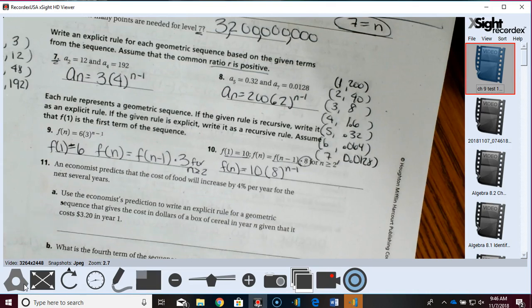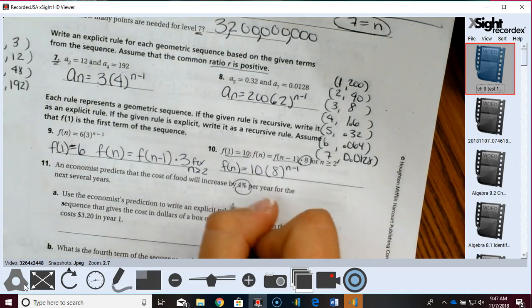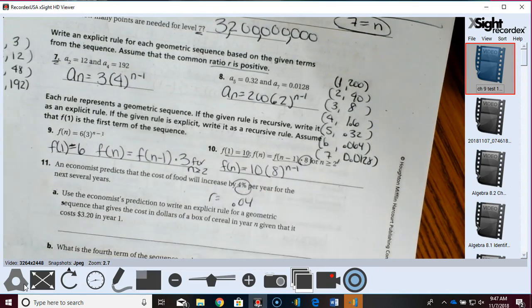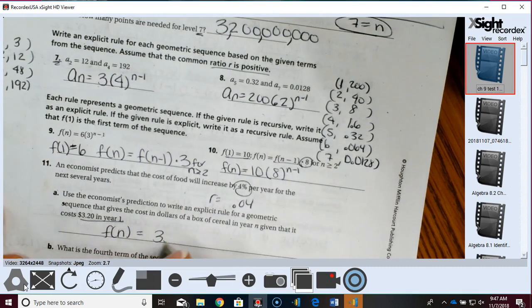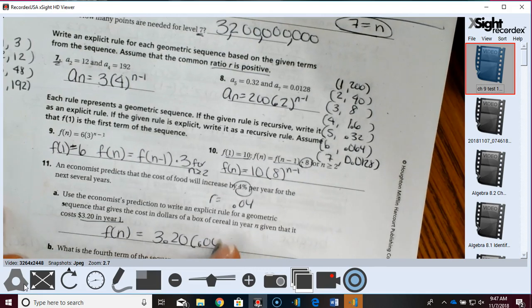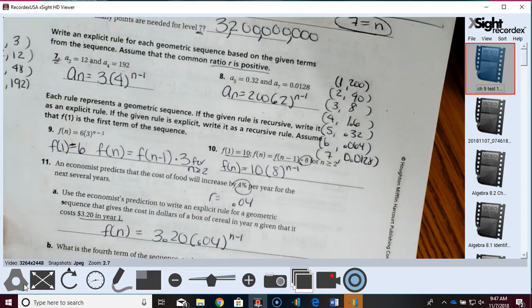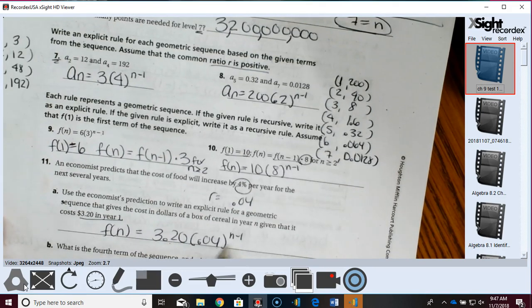An economist predicts the cost of food will increase by 4% each year for the next several years. 0.04 is your common ratio. Use the economist's prediction to write an explicit rule for the geometric sequence that gives the cost in dollars of a box of cereal in n years that costs $3.20 in year 1. F of n equals $3.20 times the common ratio to the n minus 1. Make sense? Term 1, common ratio to the n minus 1.